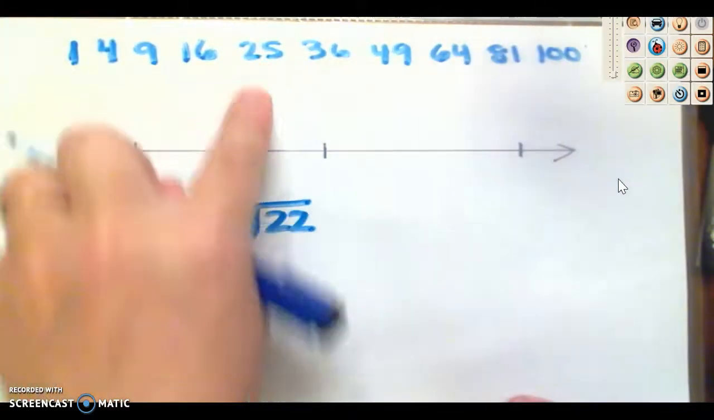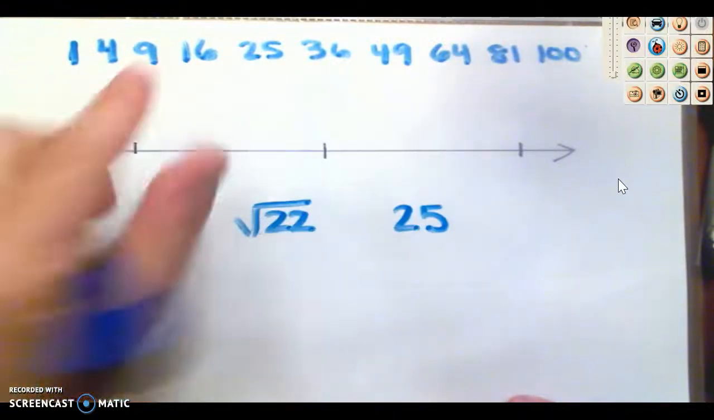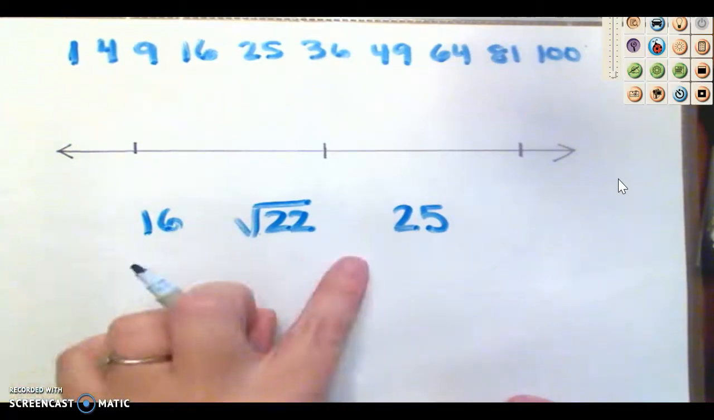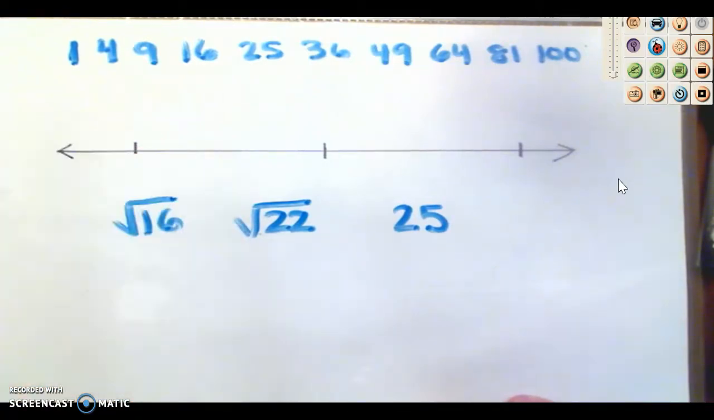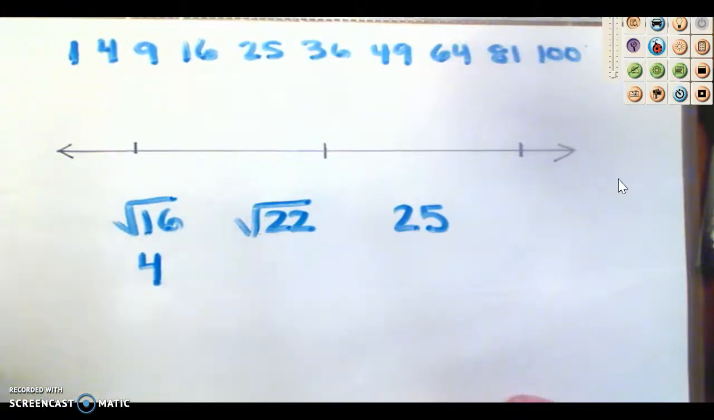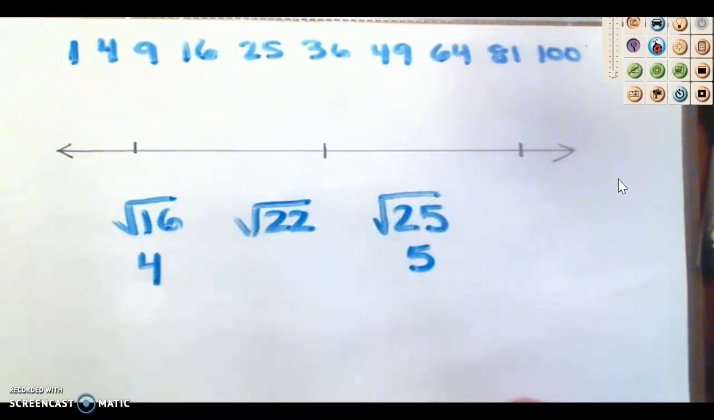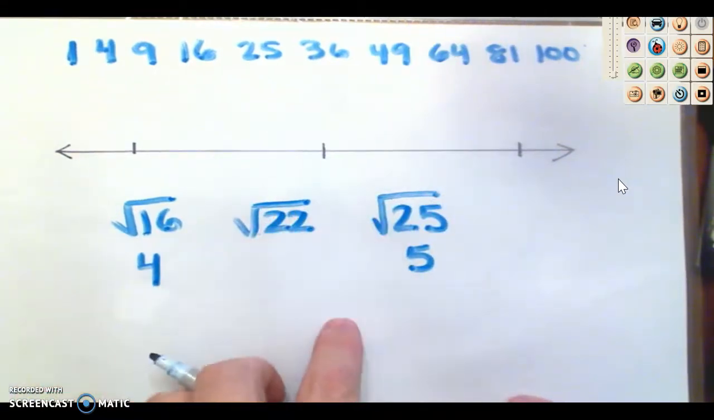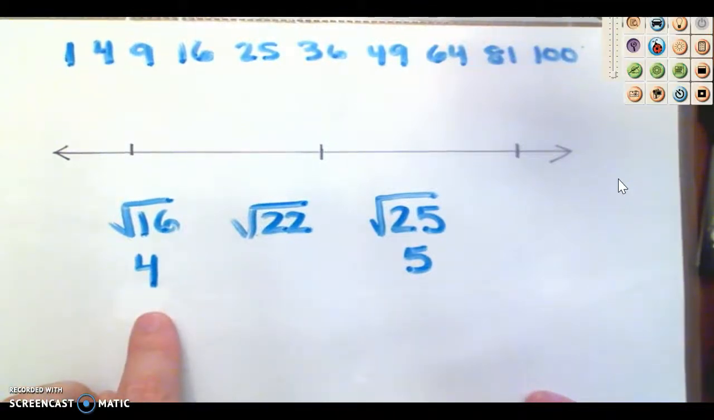So I know 25 is larger than that, and then there's 16. So these two perfect squares are going to be on either side of it. If I take the square root of 16, I know that's going to be 4. And if I take the square root of 25, I know that's going to be 5. So 22 is going to fall somewhere between 4 and 5. So I'm going to use my number line here. And right now, that's enough information. Okay, it's between 4 and 5.